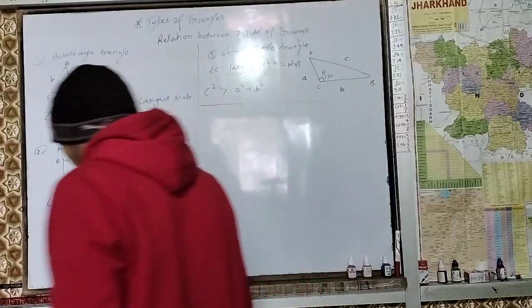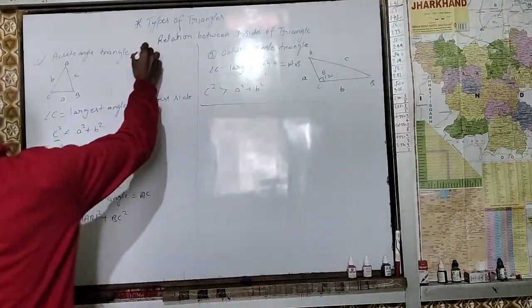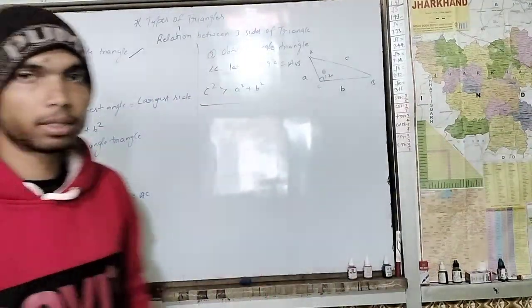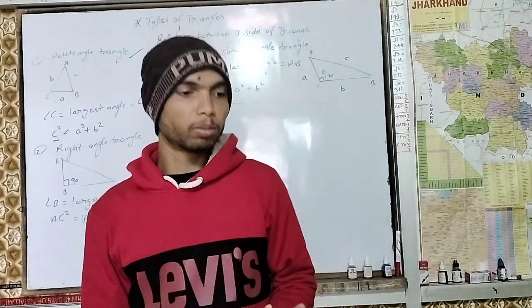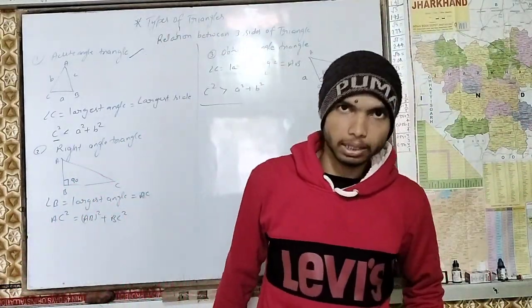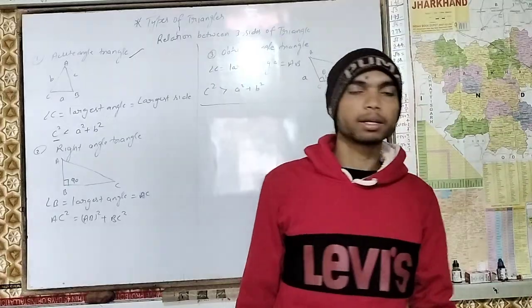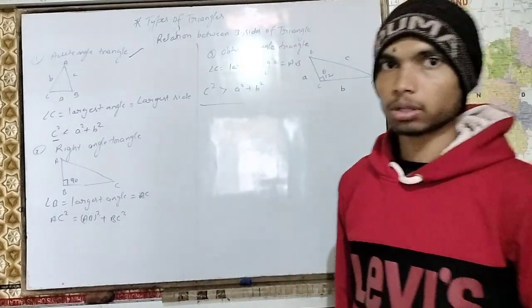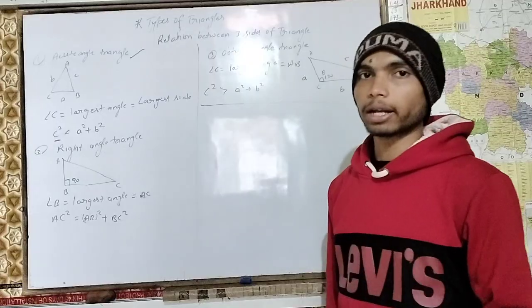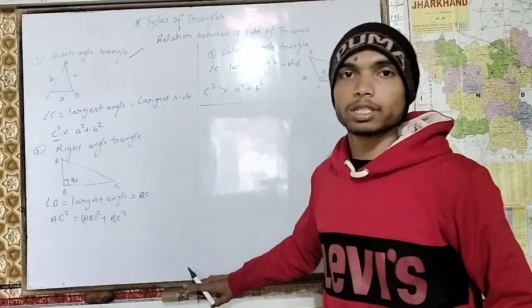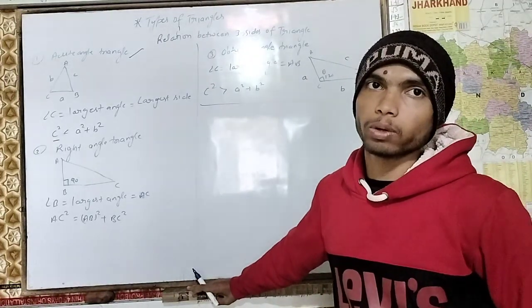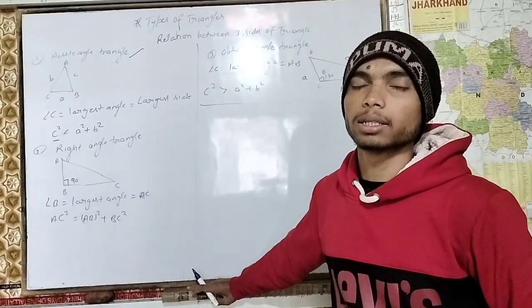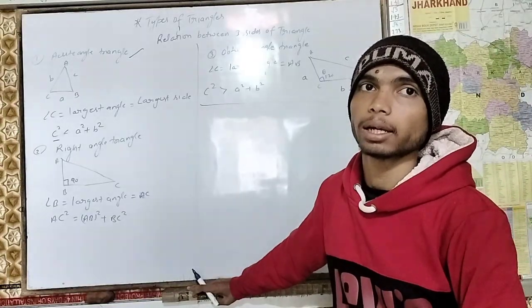How to remember all these relations? Remember, when it comes to an acute angle, the value of C will be less. When it comes to an obtuse angle, the value of the greater side will be more. When it comes to a right angle triangle, the value of C will be equal to the sum of A and B.